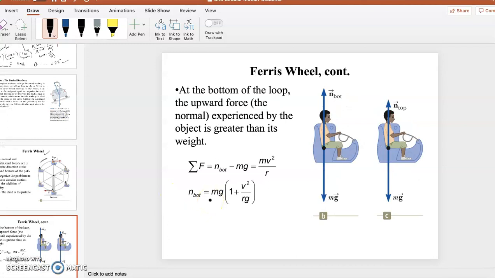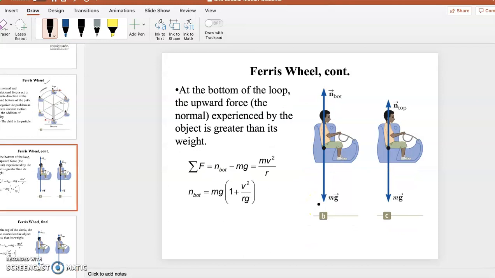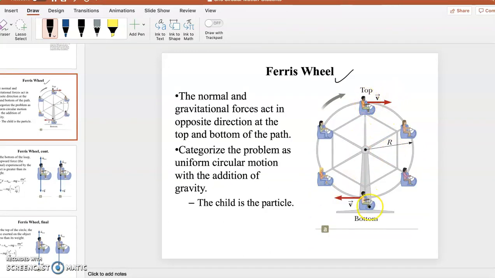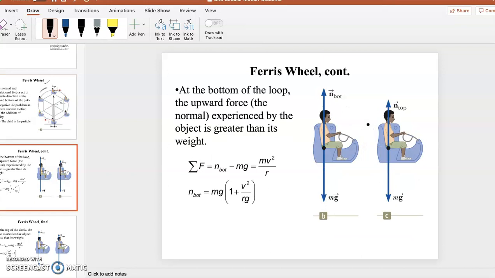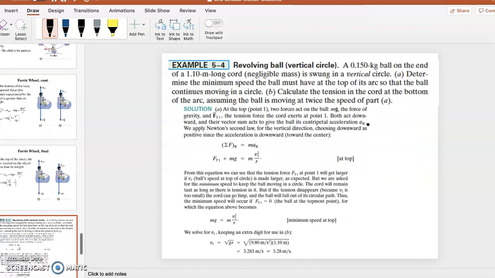I will not go through these kinds of things now, but I want you just to understand what is going on in the wheel. In each situation, there is a normal and a gravitational force. Even if you are at the top or at the bottom, you always have a gravitational force down. It's always down. And there is also a normal force from the surface on the object.